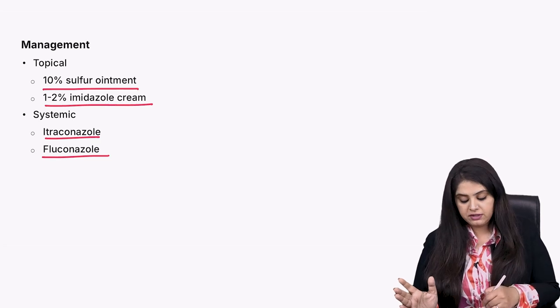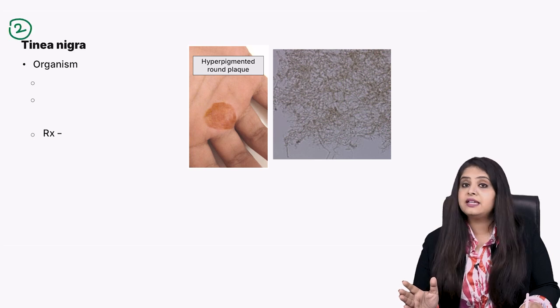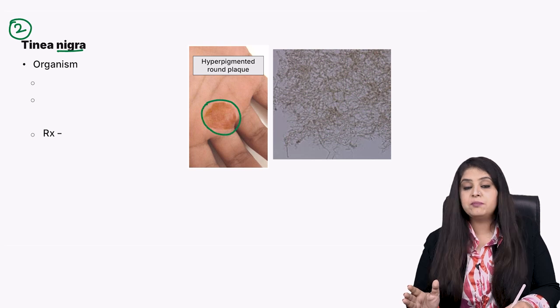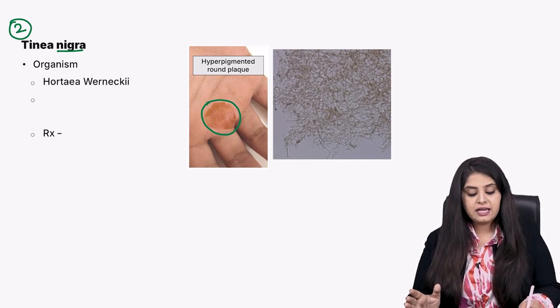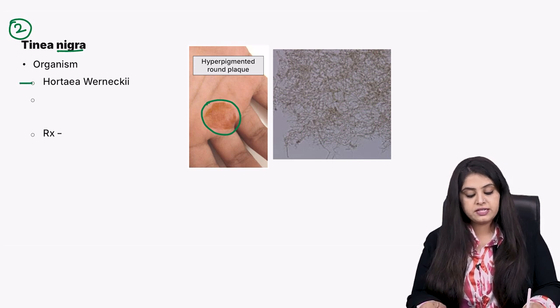So of course you're done with the first infection, and now moving on to the second one, which is going to be tinea nigra. Nigra word anyway tells me that I'm going to have something which is a hyperpigmented lesion. So let's start studying about it. Tinea nigra, that's the name of the disease. The organism that causes it is going to be Hortaea werneckii.